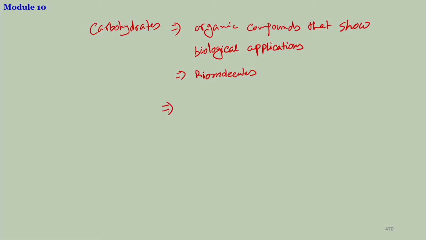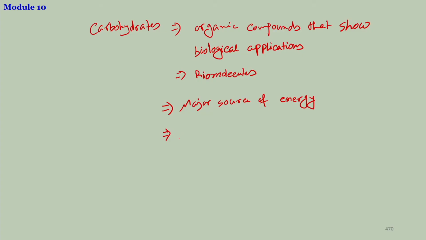As I have said, they are the major source of energy. Also, carbohydrate is the major source of the carbon needed in various cellular activities, or to synthesize various carbon-containing molecules in the cells. It is a major source of carbon in cells.